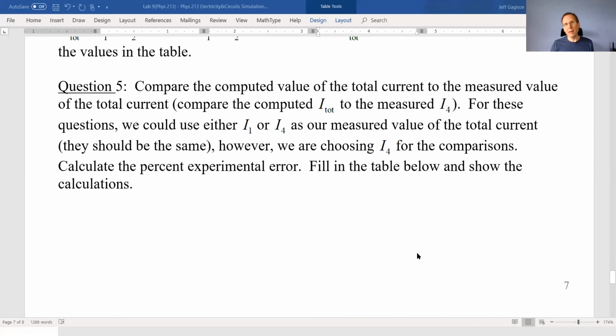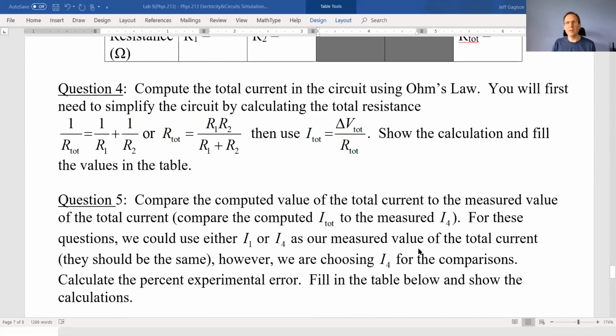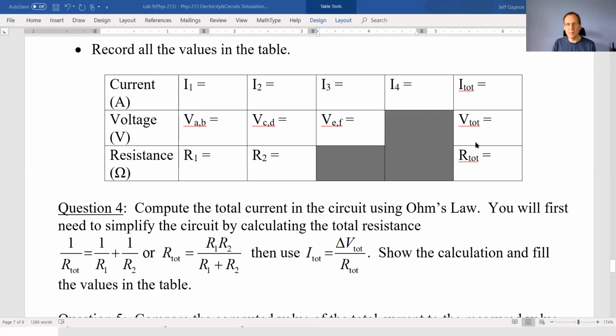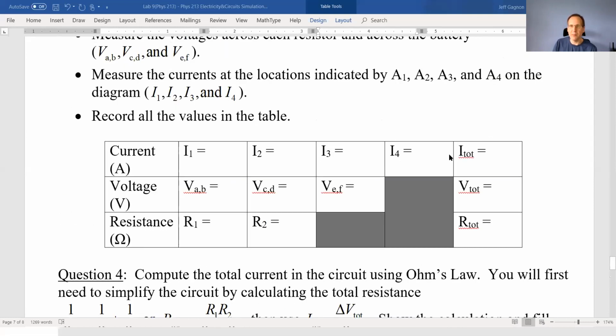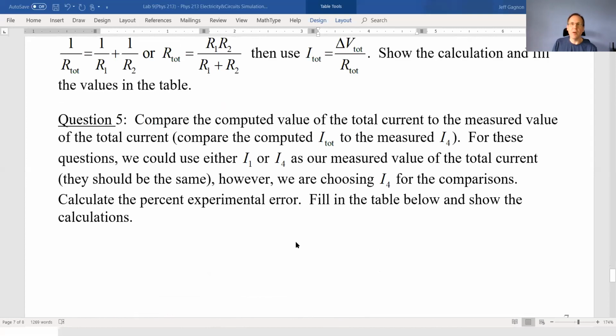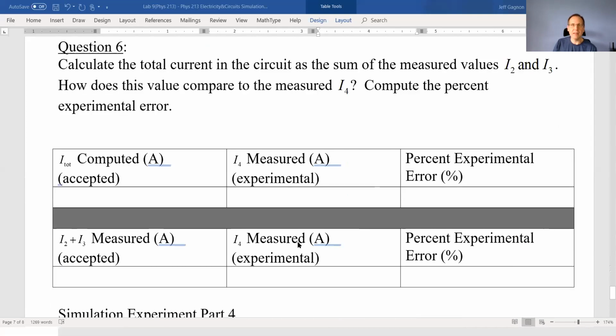So you want to compare the computed value of the total current, what you computed using Ohm's law from question 4, to what you measured. And again, for measurement, we're going to use this value that we measured for I4. You want to compare them by computing a percent experimental error, and that's in this table right here. So this would be the computed I total. Think of that as your accepted value. And then I4 is your measured I total, so that's your experimental value. Compare them by computing the percent experimental error. Make sure you always show me all these calculations.